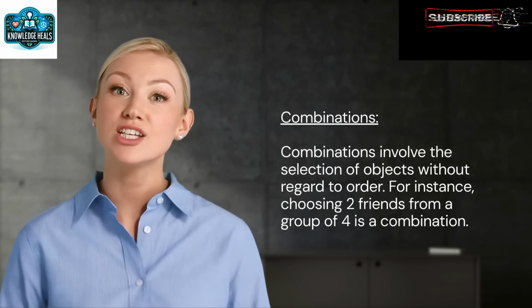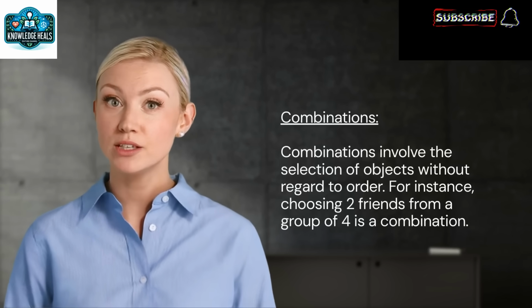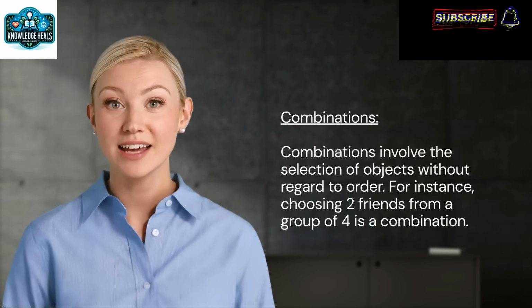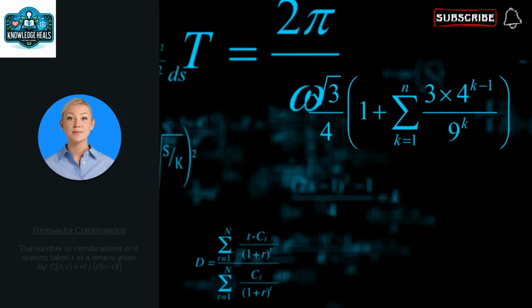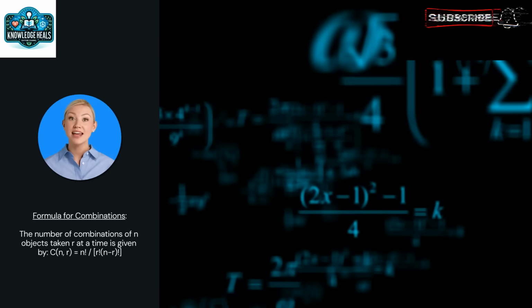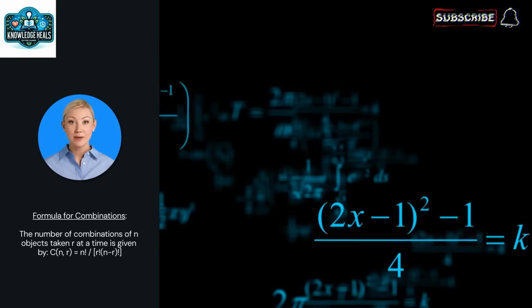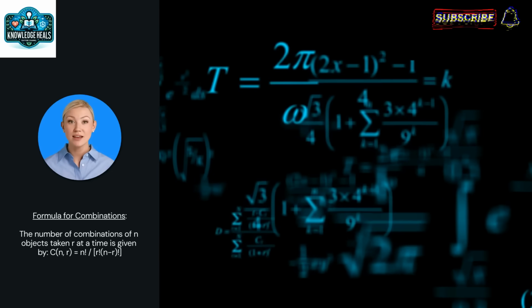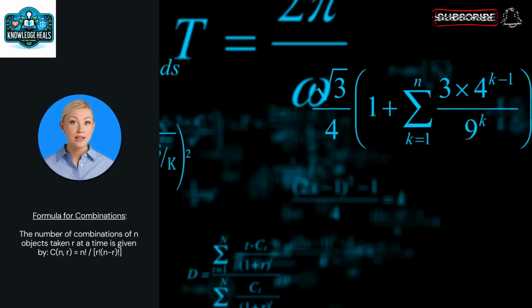Combinations refer to the selection of objects without regard to the order. For example, choosing 2 friends from a group of 4 is a combination. The number of combinations of n objects taken r at a time is given by C(n, r) equals n factorial divided by r factorial times (n minus r) factorial.